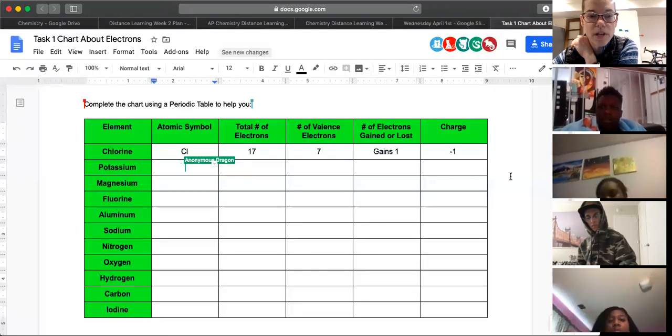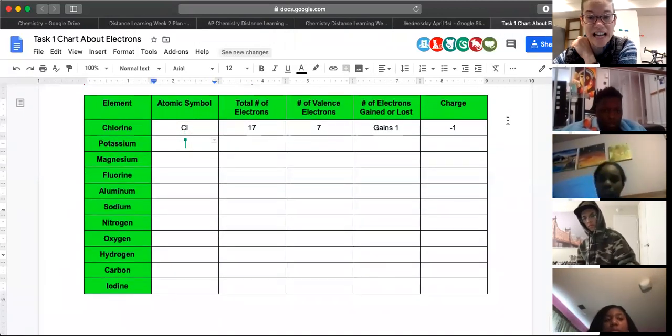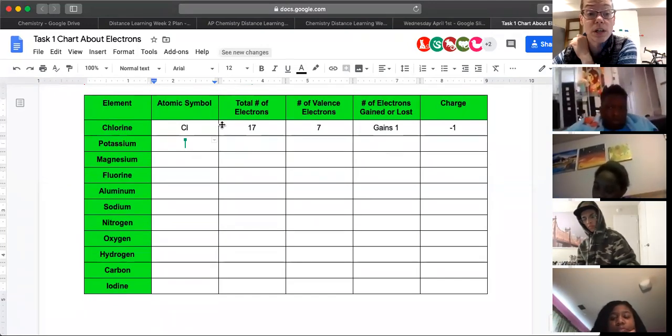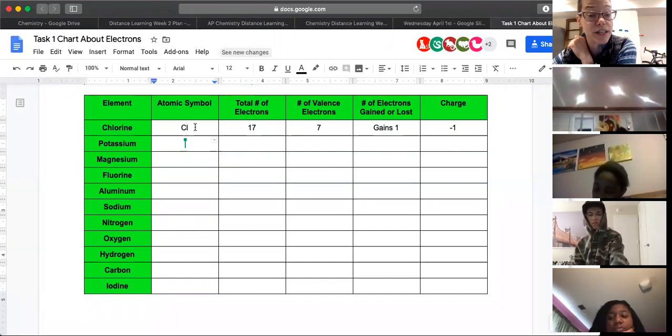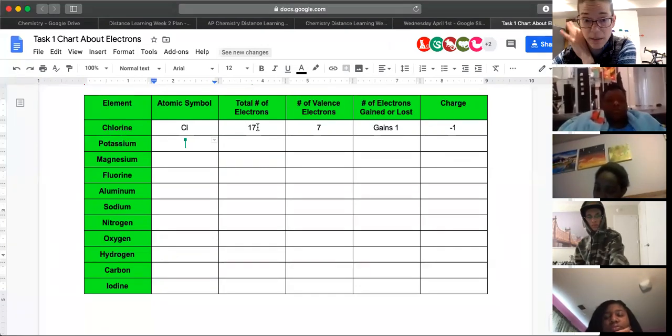Okay. So what I want you guys to do now is actually fill out this chart. Let's fill out this chart based on what we know. So I filled out the first row, chlorine, Cl. Total number of electrons, like we said, is the atomic number. Number of valence electrons is related to that group number. And then the charge at the top of group 17 for chlorine was -1. Negative means that it gained 1.